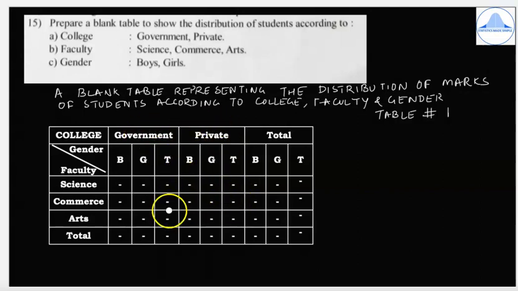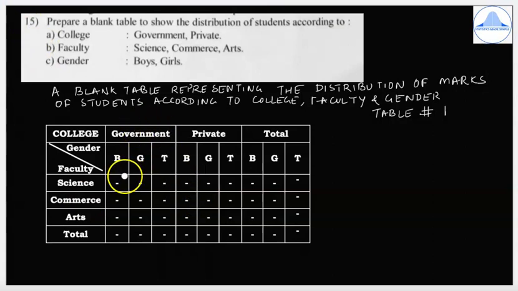So in this table which I have drawn, I am dividing the students in government colleges into the categories boys, girls, total. Private college students are divided into boys, girls and total. So in the first row here, I have college, and then in the second row, I have gender, and I also have divided the second row into faculty. So corresponding to gender, you have boys, girls, total, boys, girls, total. Then under faculty, you have science, commerce, arts, and then you have the total.